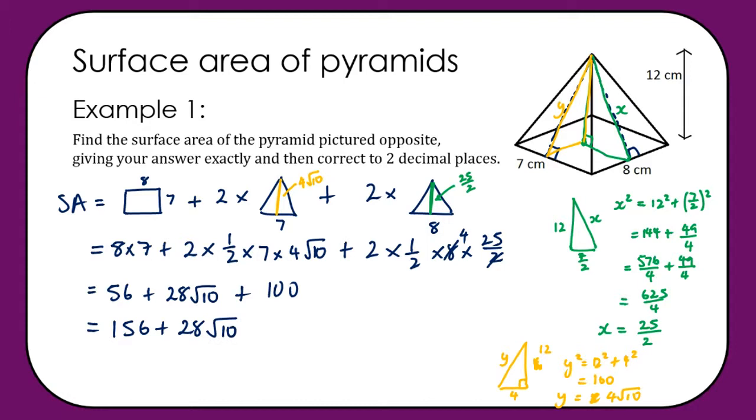That is the exact answer. The units on that are centimetres squared. It's the surface area. And if we put that in our calculator, we can work out that our answer is 244.54, again, centimetres squared.